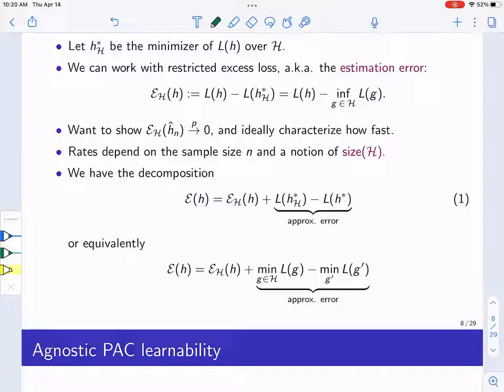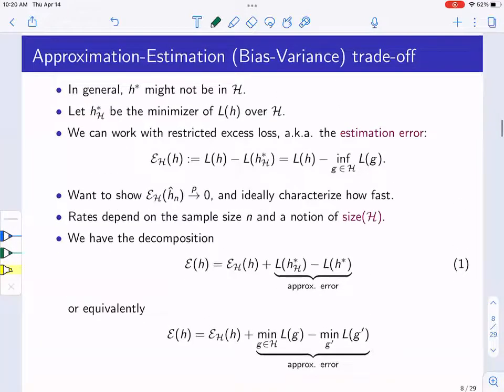And then we have this decomposition. So if you recall, this is just L(ĥ) minus L(h*), the global optimal. I'm writing it as L(ĥ) minus L(h*_H). This is the restricted thing. And then you can see, adding and subtracting these, and this guy. So this is the difference between the loss of the best in class and the global best.